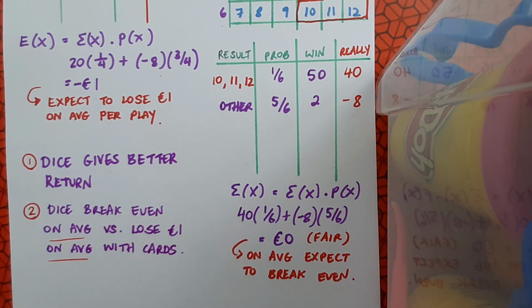And notice how I'm saying on average. So I'm not saying that every time I'll break even with the dice. I'm not saying that every time I'll lose €1 with the cards. I'm saying this is what would happen if I played and played and played this game an infinite number of times and then averaged out all my wins and losses.